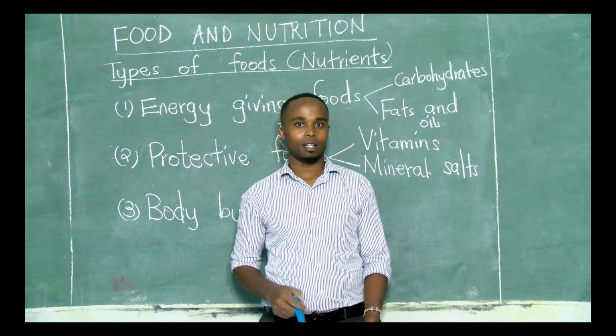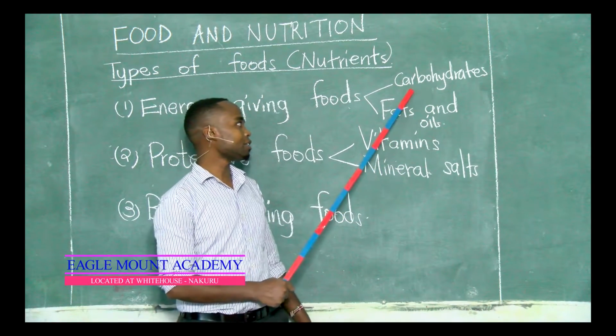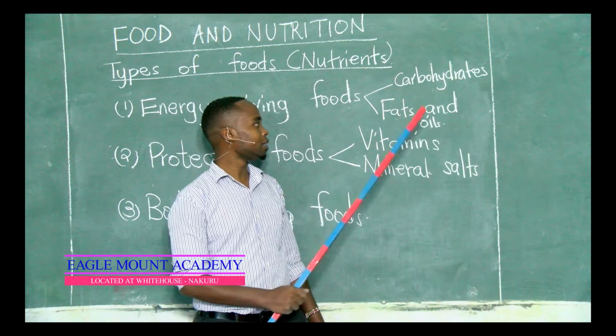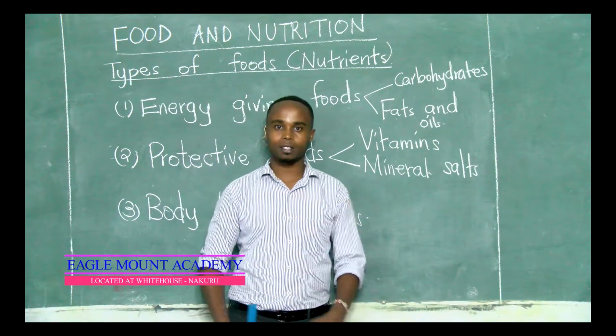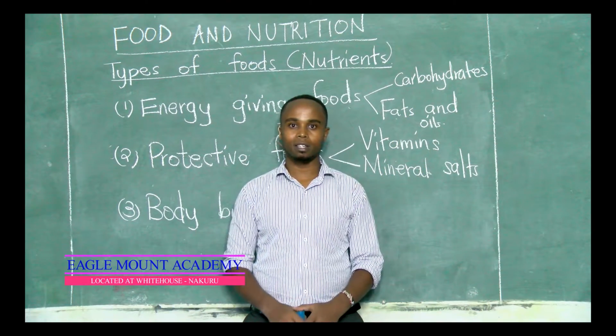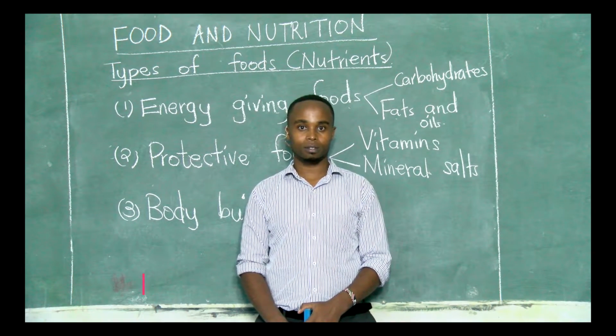And the 2 nutrients that give us energy are known as carbohydrates. One of them is carbohydrates. That is nutrient number 1. Then the other one is fats and oils. The fats and oils that we eat together with the carbohydrates, they are the ones that give energy to work. Good. So that is the first group.